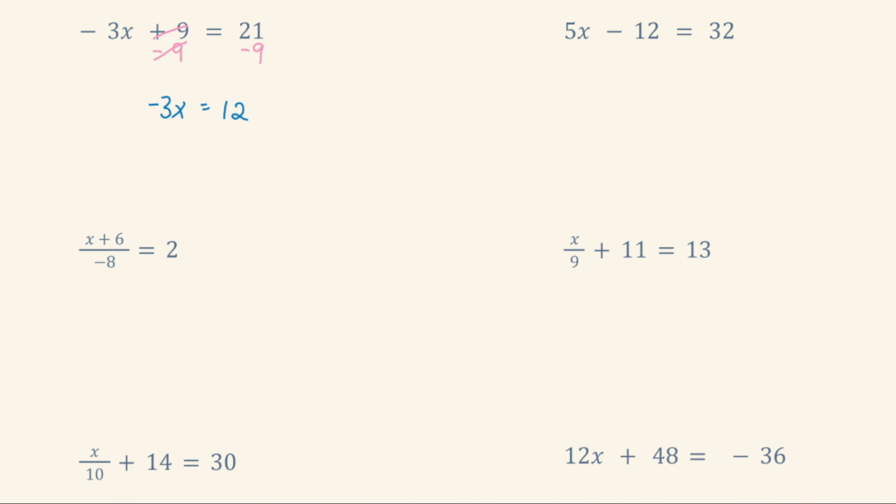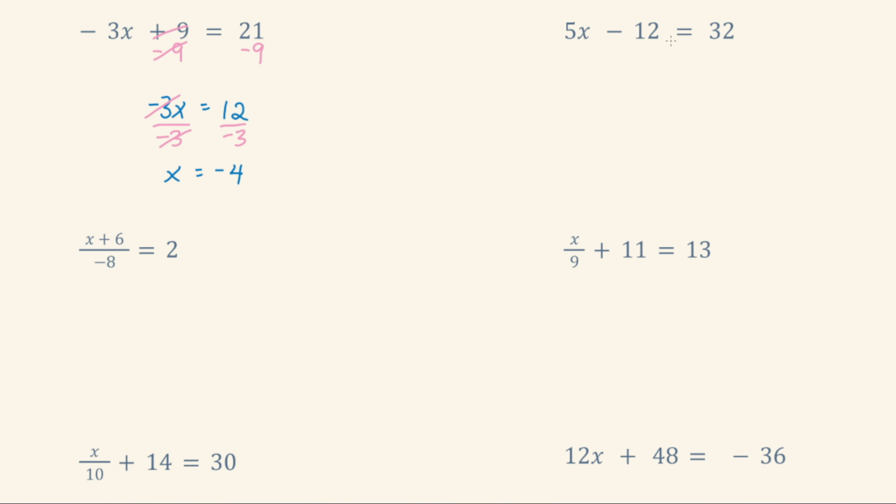Now, to undo this multiplication by minus 3, I have to divide by minus 3. Why is this not changing color? Minus 3, there we go. And minus 3. So these go away. I just have x is equal to minus 4.